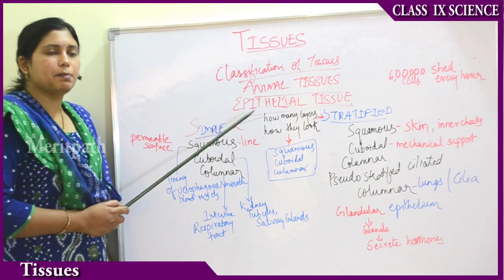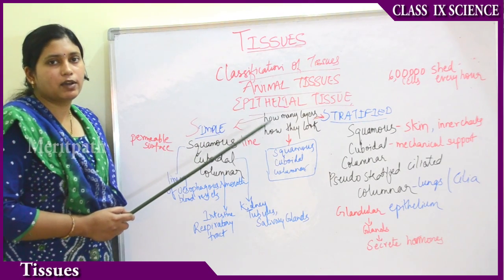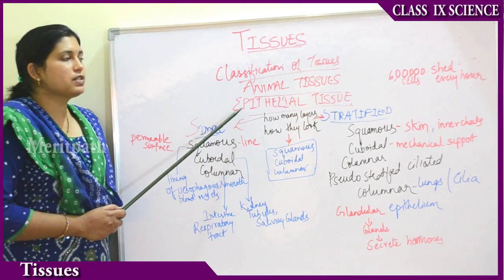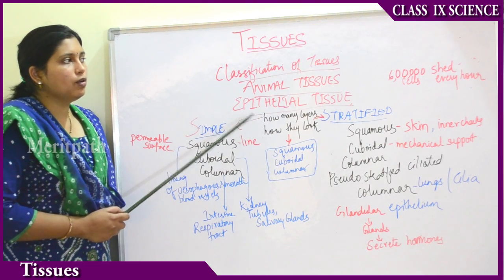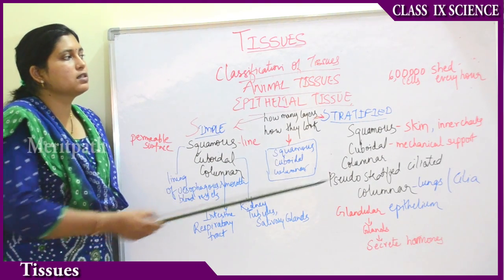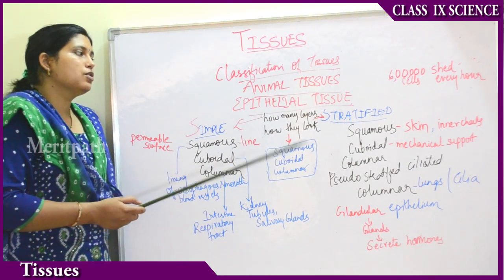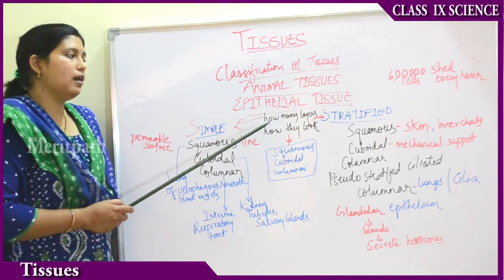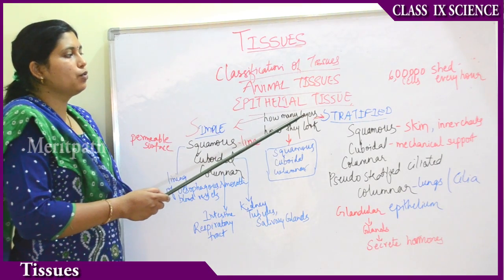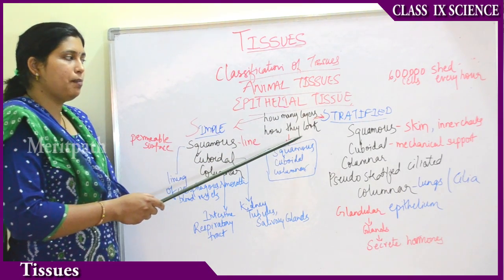What is epithelium? Epithelium is nothing but an outer covering of the body. It is made up of cells. So, do you know, we human beings shed 6,000 cells every hour. Isn't that a big amount? Right? So, these epithelial tissues are classified on the basis of two types: how many layers are present in them and how they look.